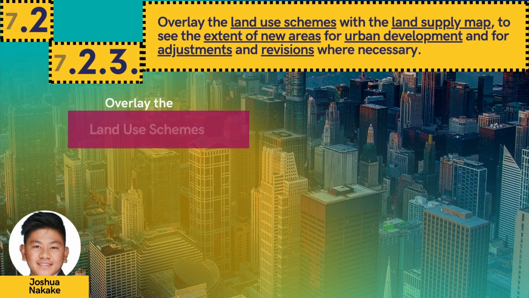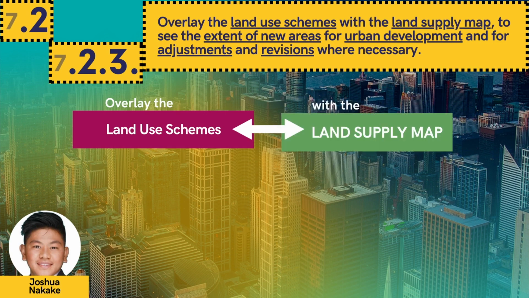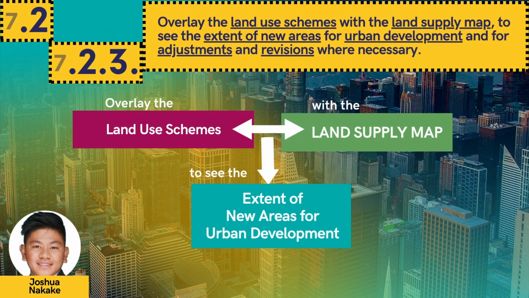7.2.3. Overlay the land use scheme with the land supply map to see the extent of new areas for urban development and for judgment and revision where necessary.